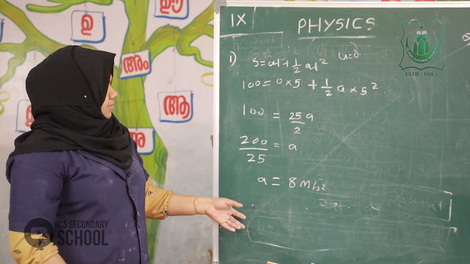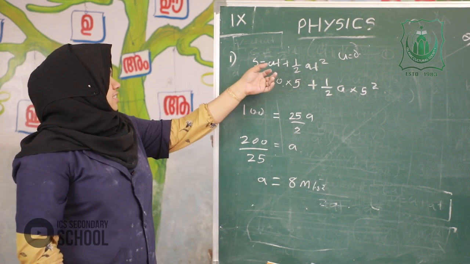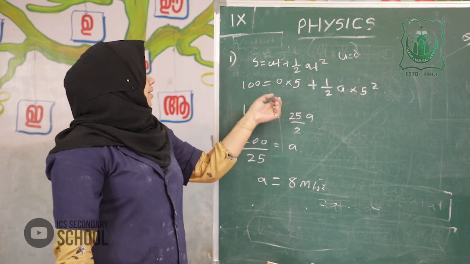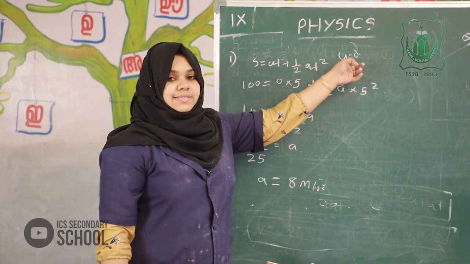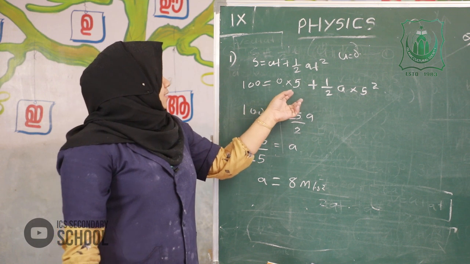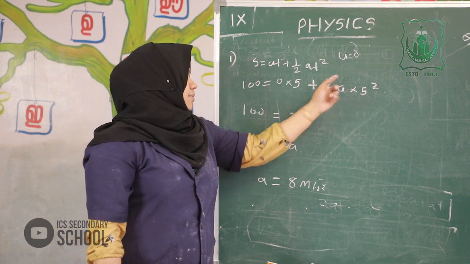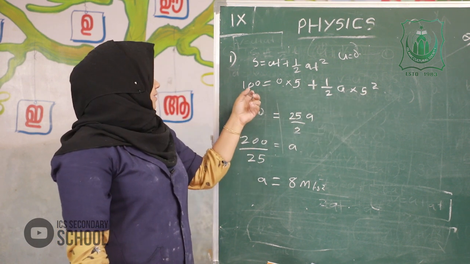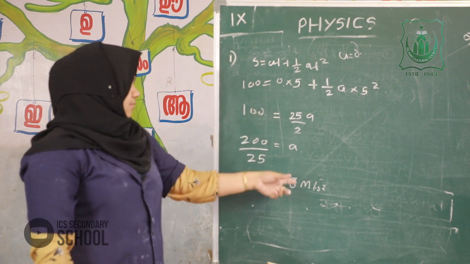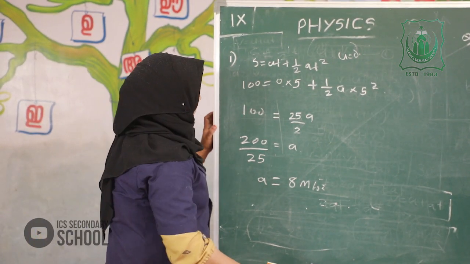This is the acceleration. How to find it? From this equation, s is equal to ut plus half at square. Put u as 0 because at rest u is equal to 0. Then half at square. Time given 5 and displacement 100. From that we get this answer.